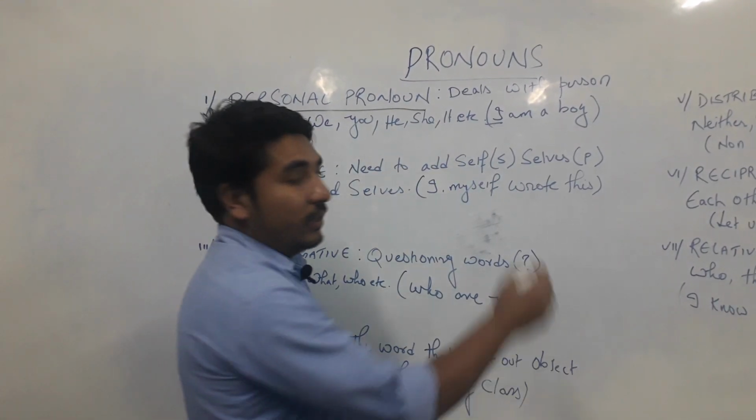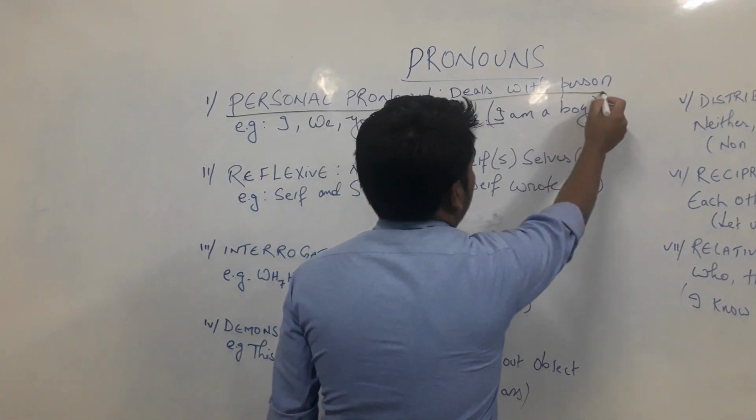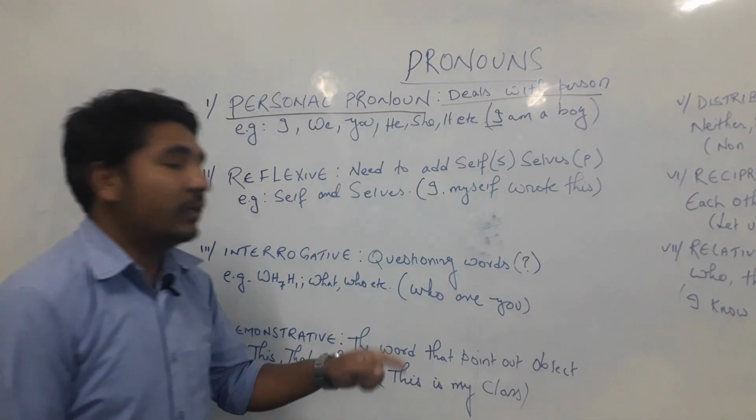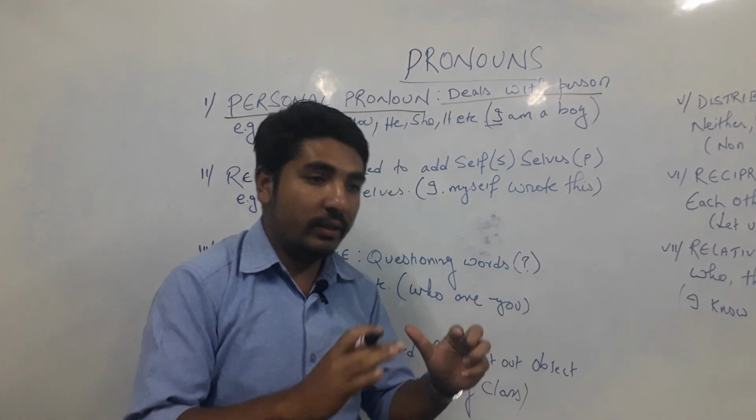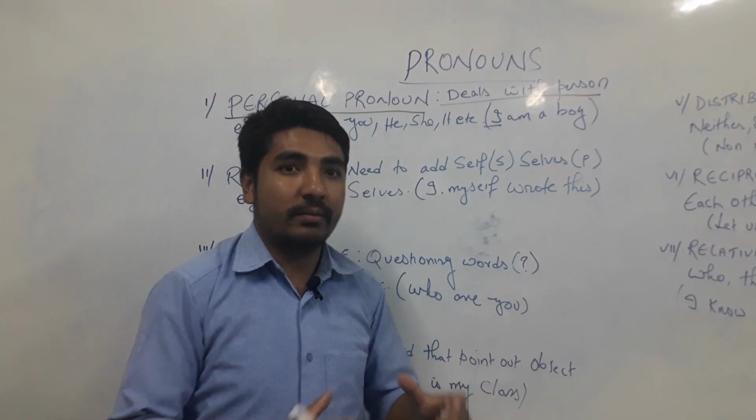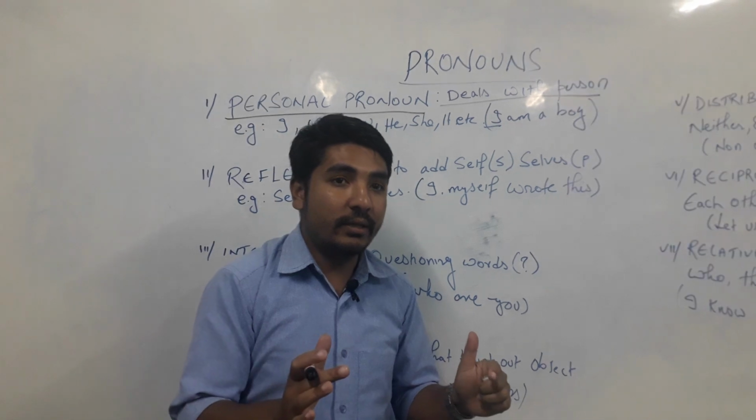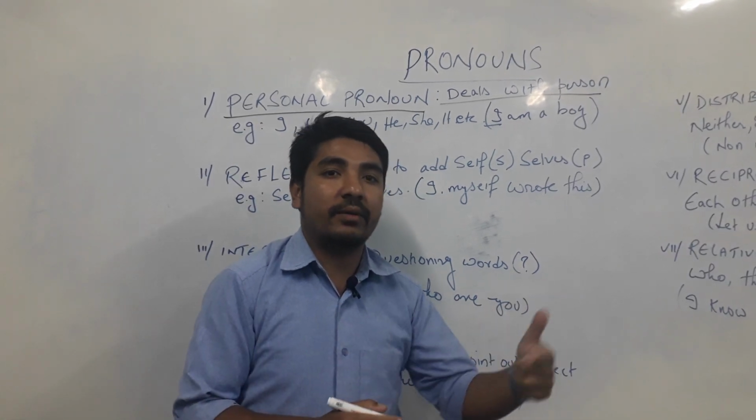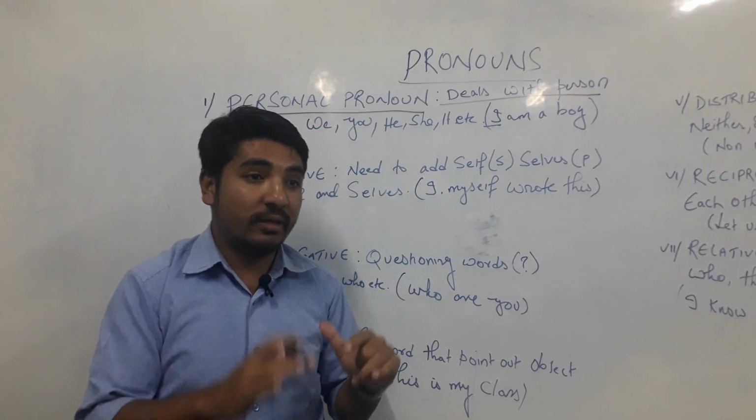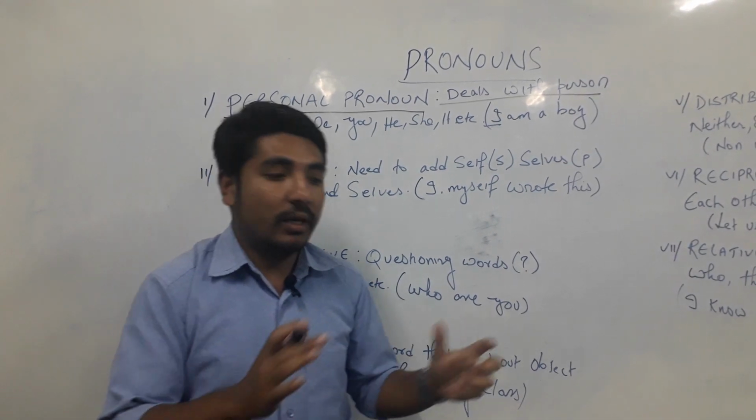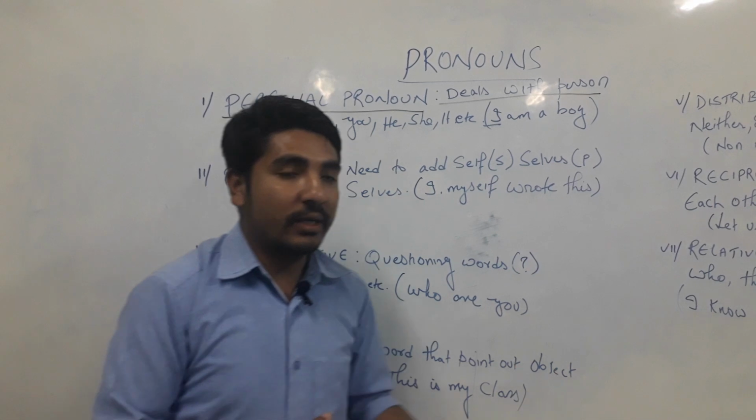As I have written here, you can just see also. Personal pronoun deals with person. Person here means it is not the person like us. Mancheko kura gareko haina. Yanira I'm talking about first person, second person, third person. Now I will clear this first person, second person, third person when I will deal tenses. That time I will clear it.